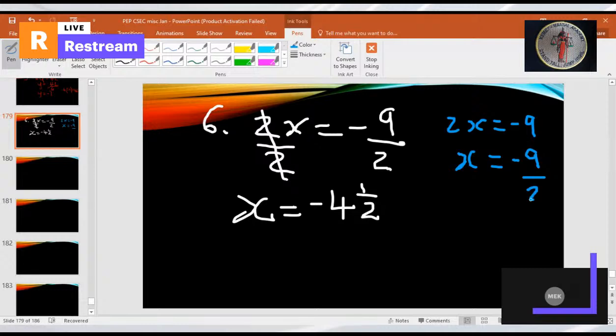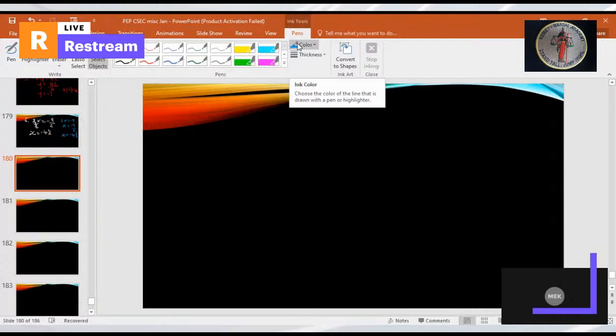And that gives negative 4.5. Okay, number 7. X squared gives 36.